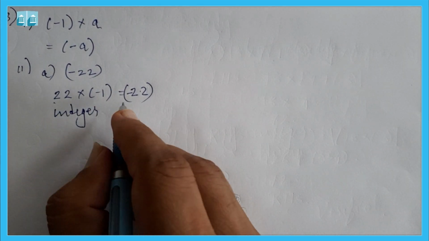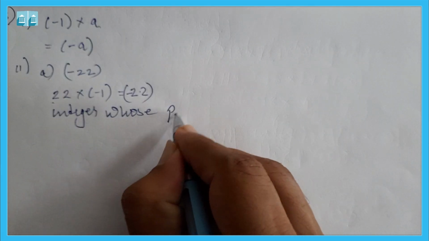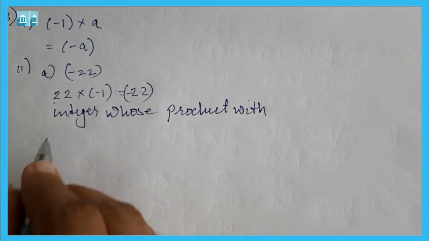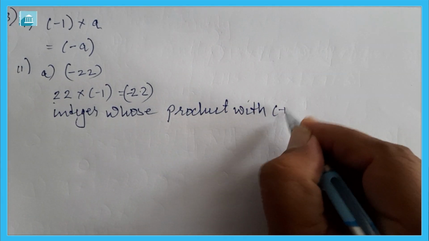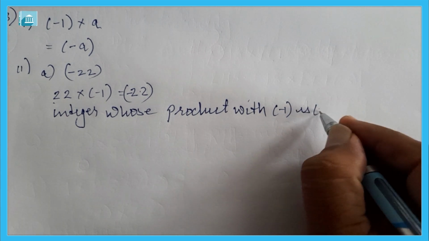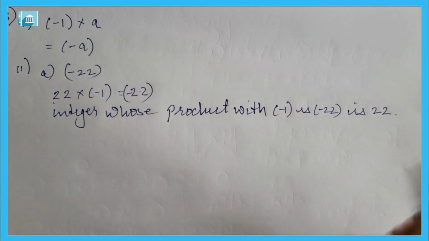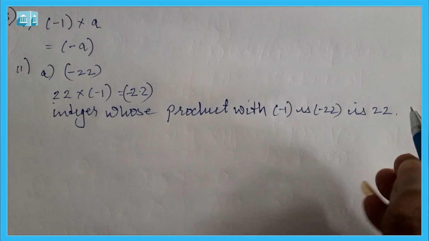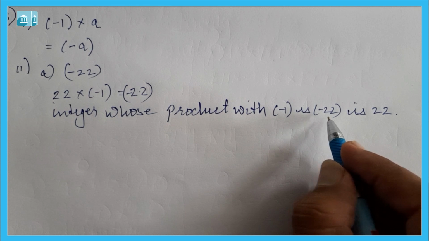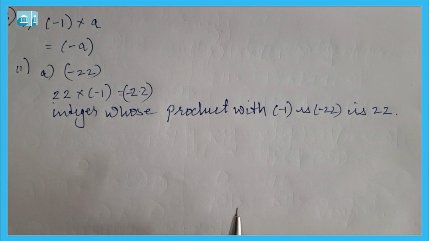the integer whose product with -1 is -22 is 22. So 22 is an integer. We can say 22 is the integer whose product with -1 is -22, or we can say the integer whose product with -1 is 22 is -22.